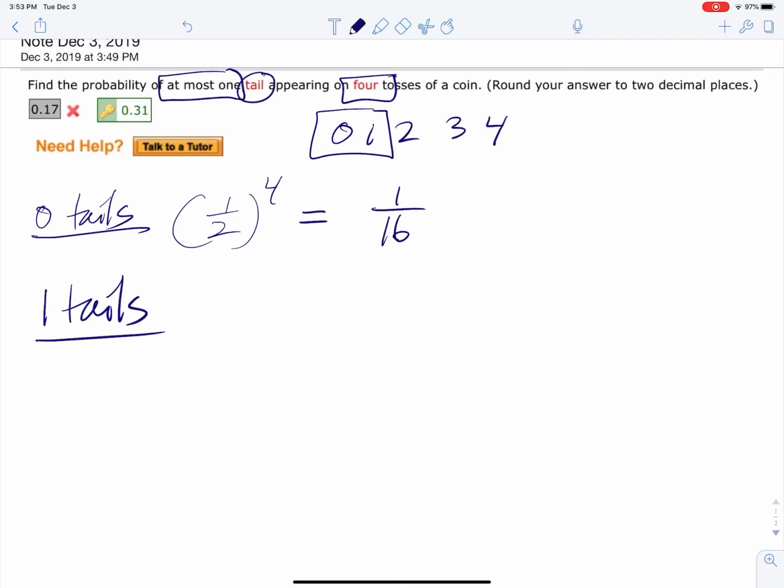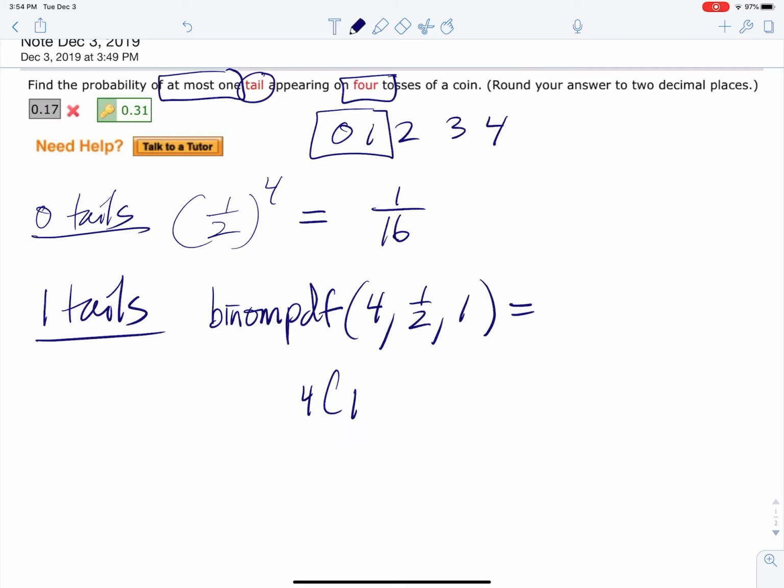that's tricky. We could do a binomial, so we can do binom PDF. N is 4, the probability is 1/2, and we could choose 1. So getting 1 tails, it can be the first coin, the second coin, the third coin, or the fourth coin. So there's 4 ways to get that. It's a binomial situation, so you can just plug in binom PDF, which is 4 choose 1 times 1/2 to the 1 times 1/2 to the 3. So that's another way to do it using the formula.